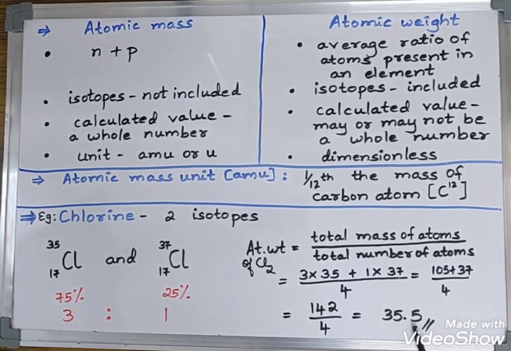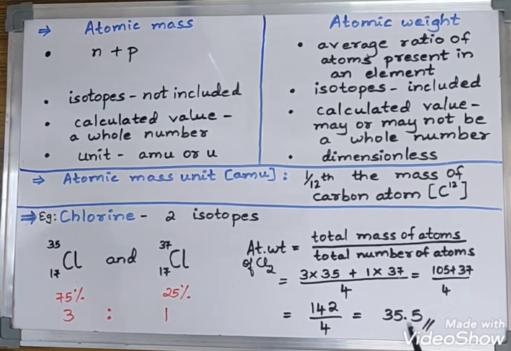So 35.5 is the atomic weight of chlorine, which is not a whole number.